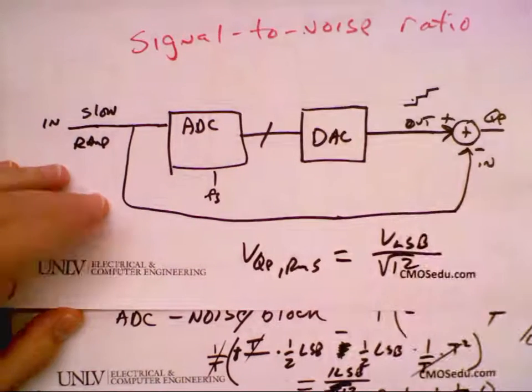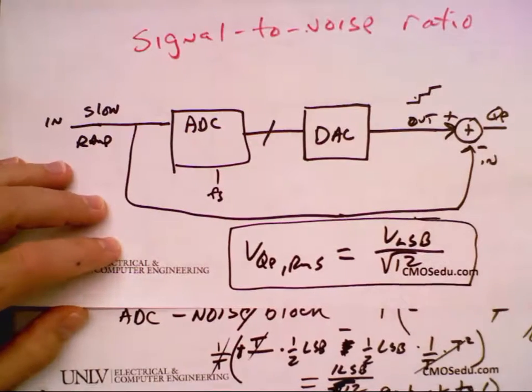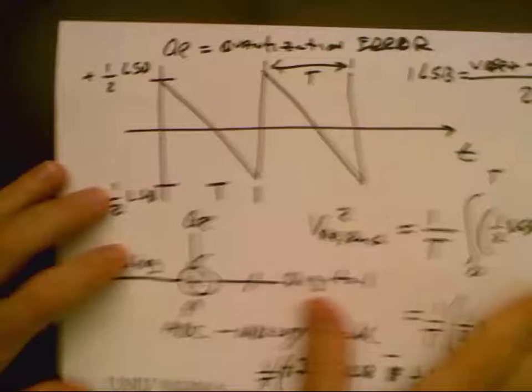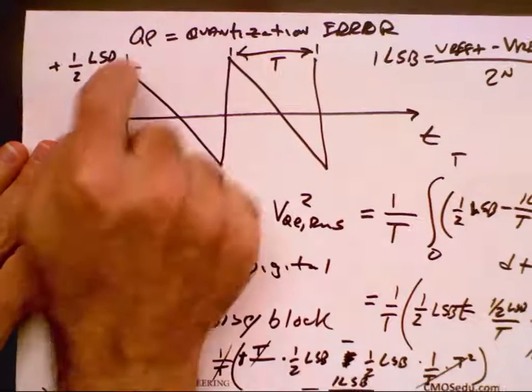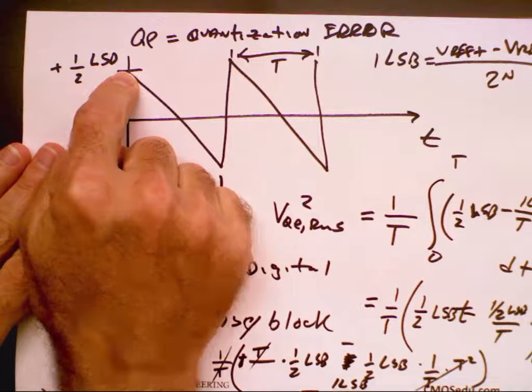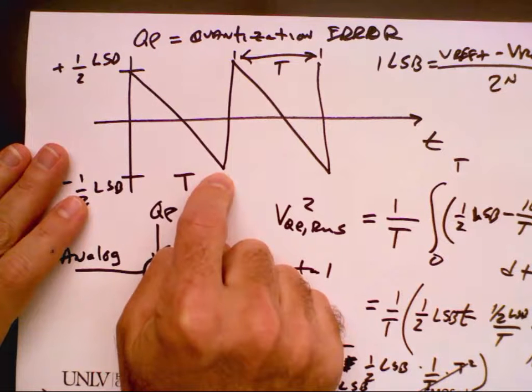And before I move on, this equation we're going to use when we talk about effective number of bits here in a moment. But before I move on, I want to rederive this another way. So when I look at this over time, the probability that the error is 1/2 LSB is no different than the probability the error is 0, and the probability it is minus 1/2 LSB. Is everybody, the probability is equal?